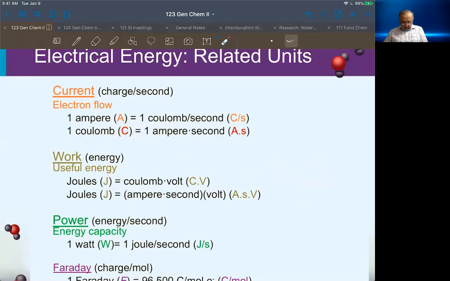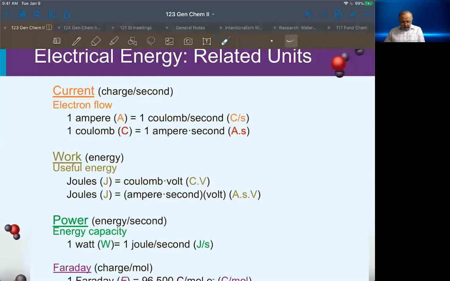Because coulombs are related to this equation here, we can take amperes times seconds and substitute them in here. So we can take this, which is 1 coulomb, put it in here, and we get to this equation here: amperes times seconds times volts. So you multiply the 3, and you'll get the energies as well.